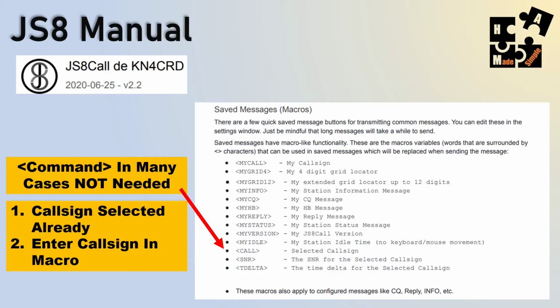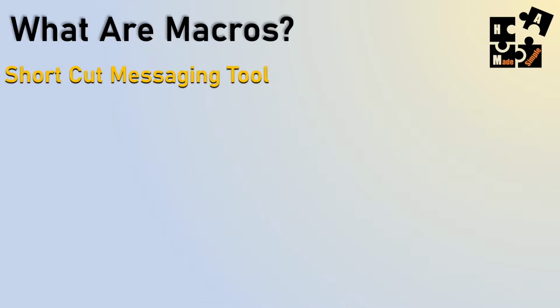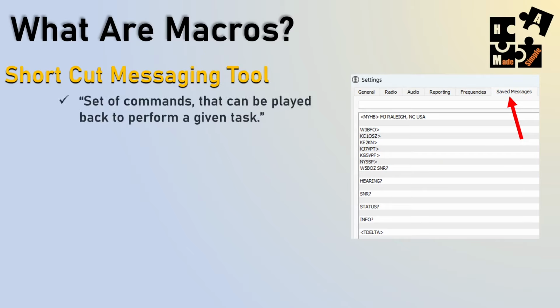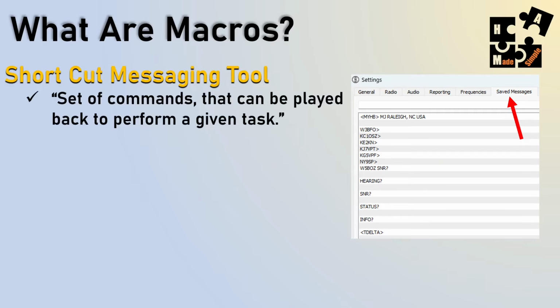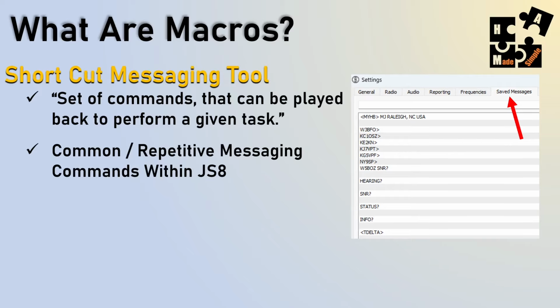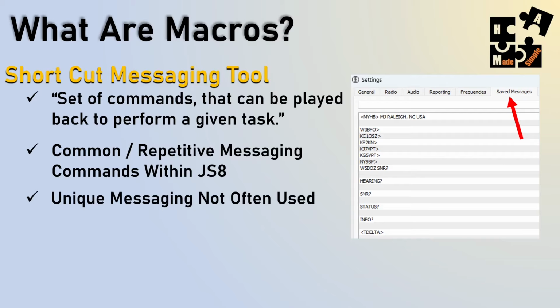The question is, why would you want to use a macro? Well, it's a shortcut tool. What I found is that when I'm doing a set of commands for a given task over and over again, that's repetitive, and it may also be unique. It's not often used. For example, time delta, or hearing, maybe you don't use that function that much. But those are the ones that I like to have in a macro because I do use them, but maybe not so often.